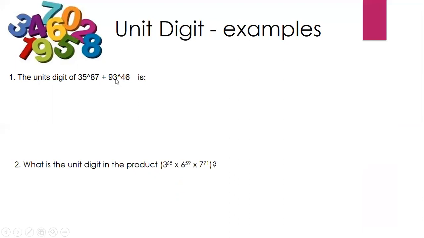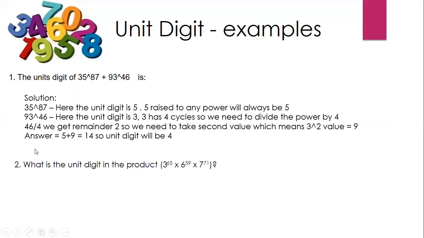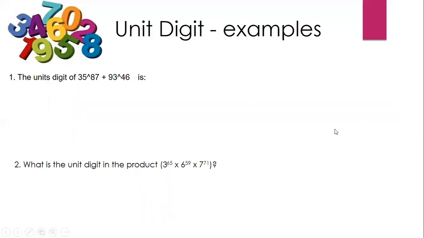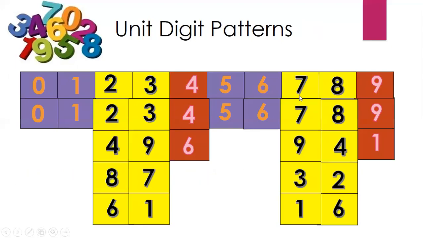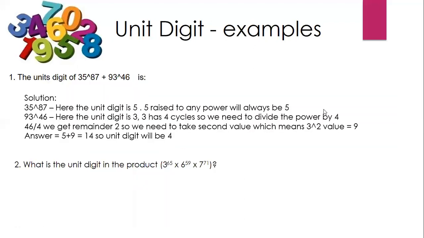Now here we have 3. We know 3 has 4 cycles, so we need to divide this power by 4. 46 when divided by 4 gives remainder 2. So we need to take the second value, which means 3 square, the second value of 3, which is 9. Now we know for this the unit digit is 5, and for this my unit digit is 9. So 5 plus 9 gives 14. So my answer will be 4.